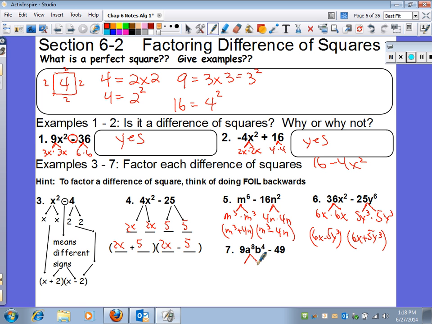This one is a perfect square. 3a to the 4, b squared. Those multiplied together would give you the 9a to the 8, b to the 4. And 49 is 7 times 7. So you have your 3a to the 4, b squared plus 7, 3a to the 4, b squared minus 7. That's breaking down a difference of squares.